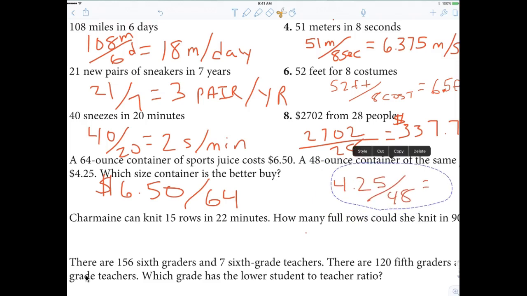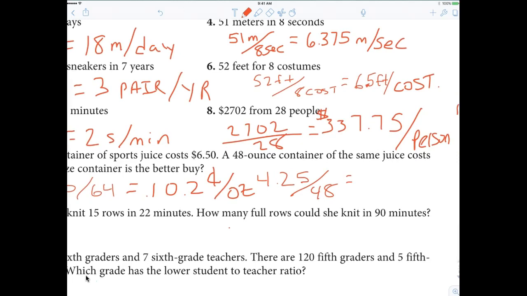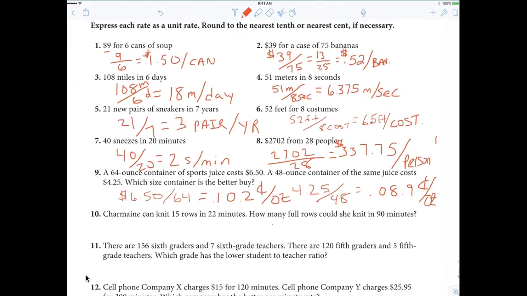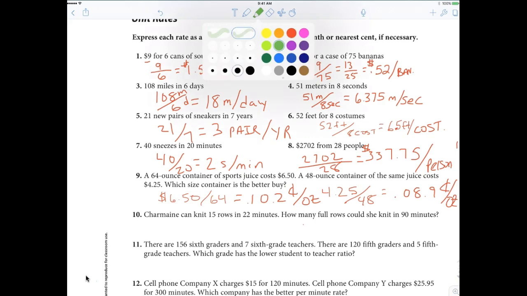Now again you can use your calculator, so let's figure what that is real quick. We say $6.50 divided by 64, and when we do that, we come up with about 0.102, or about 10.2 cents per ounce. And over here, if we take 4.25 and we divide that by 48, you end up with 0.08, or about 8.9 cents per ounce. So which one is the better deal? Obviously, the second one is the better deal. So let's just go ahead and highlight that. So the 48 ounces is the better deal.